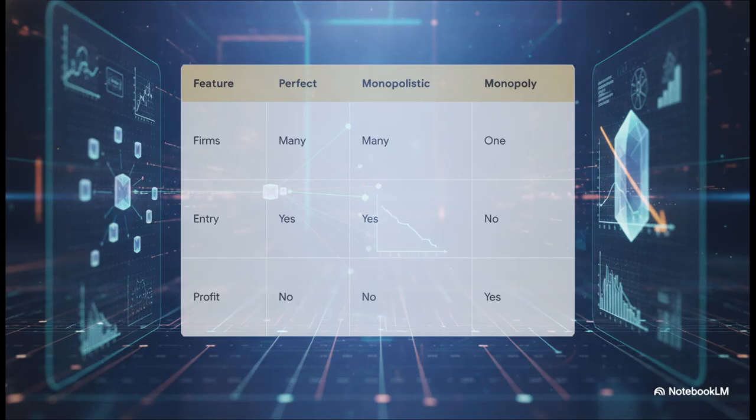To wrap this all up and cement it in your mind, let's take a look at this summary matrix. Notice how monopolistic competition sits perfectly in the middle of everything. It shares the many firms and free entry traits with perfect competition, which is exactly why economic profit is driven to zero in the long run. But it behaves with the downward sloping demand curve and the markup power of a true monopoly. It is the ultimate economic hybrid.